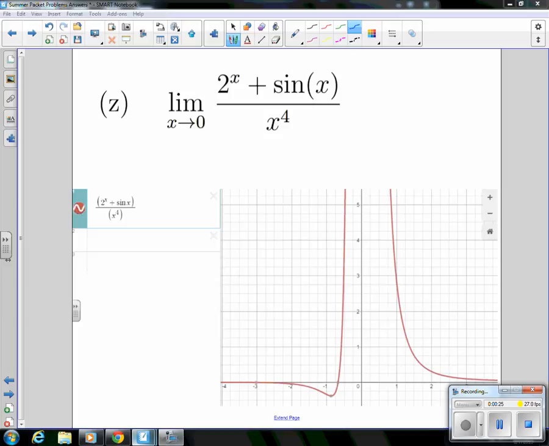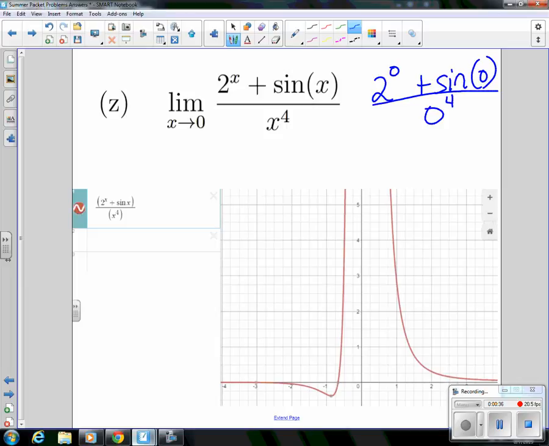Now, if you went ahead and tried plugging 0 in, it does make things a little bit easier, because you'd have 2 raised to the 0 plus sine of 0, all over 0 raised to the 4th. Just breaking these down, 2, or any number really, raised to the 0 power is just 1 for that first piece. Plus, the sine of 0 is just 0, so that doesn't really change anything.